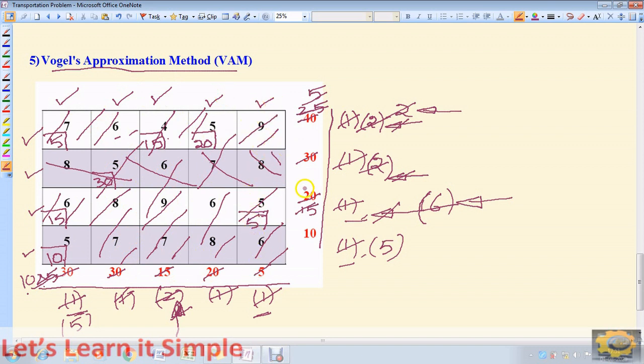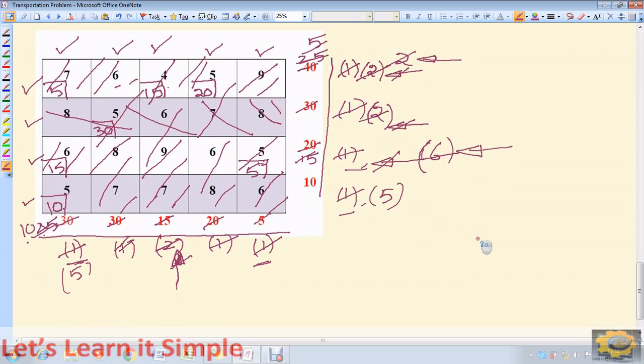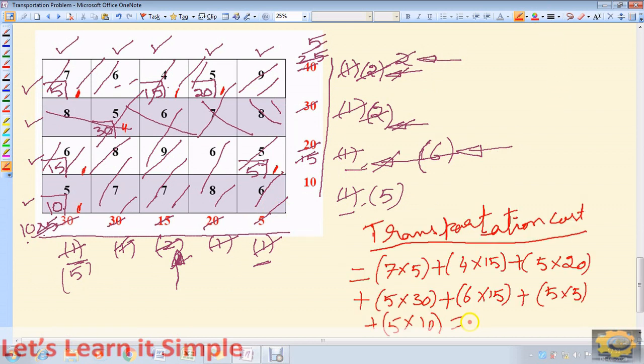Okay. So after this, what we need to do? We need to find the transportation cost. The transportation cost will be 510 cost units. You can say in terms of rupees or thousands of rupees and so on.